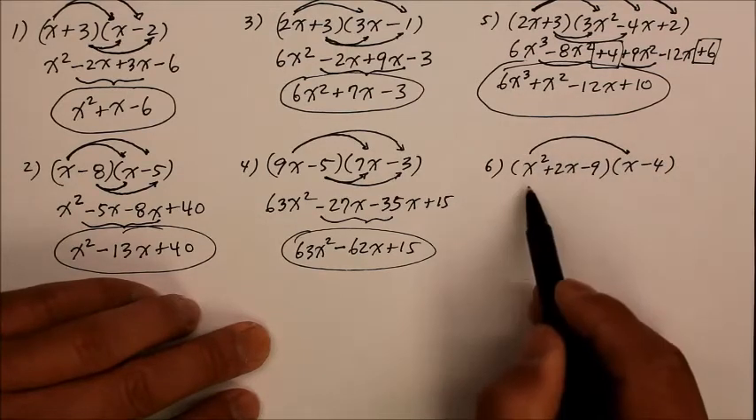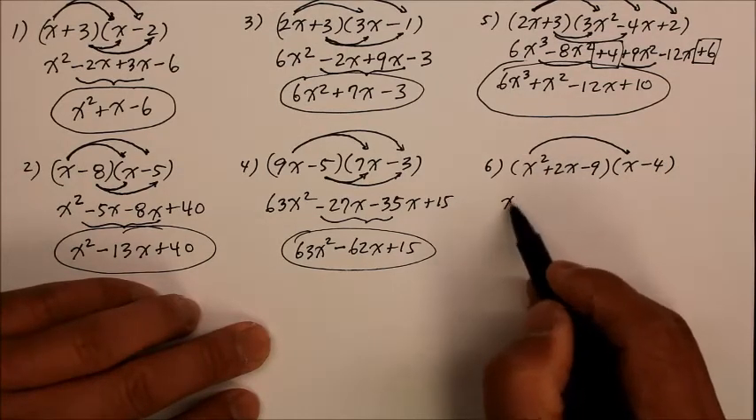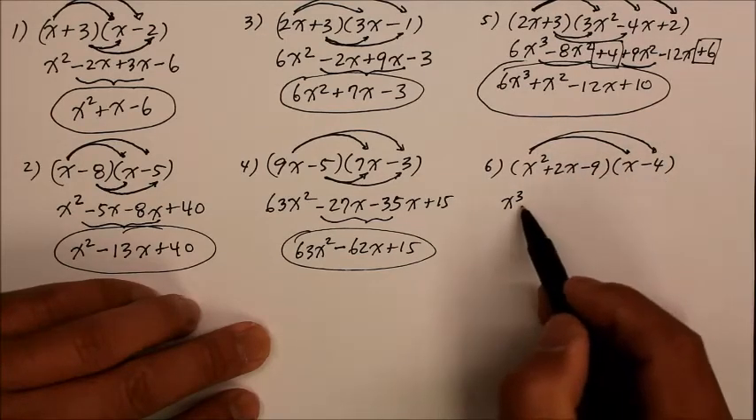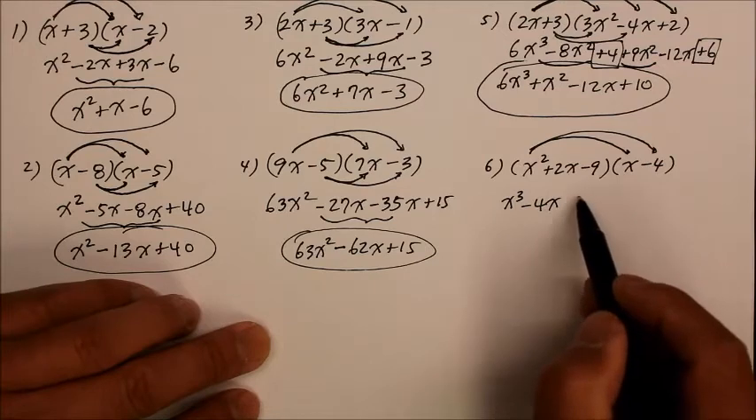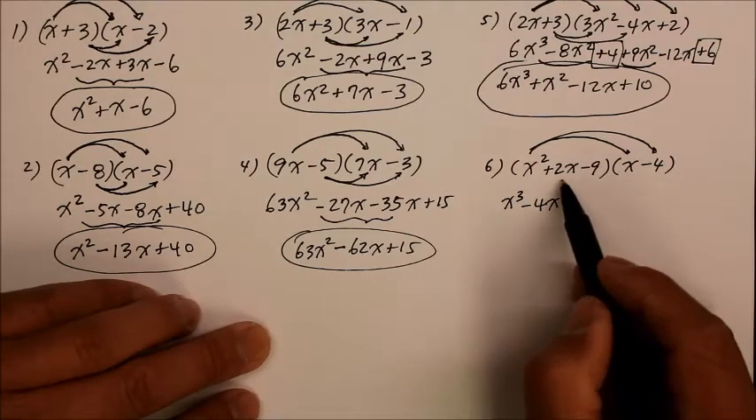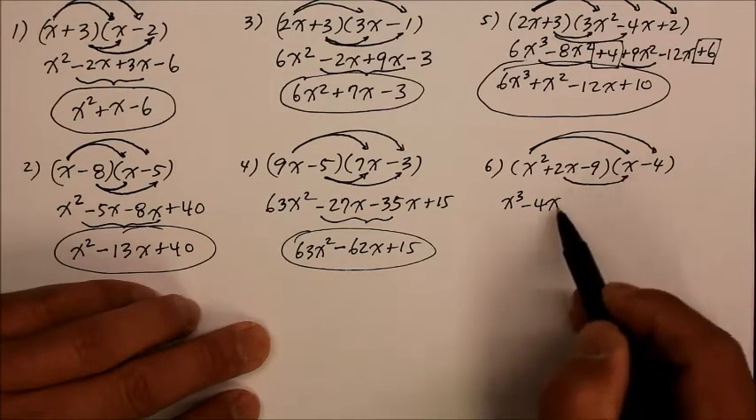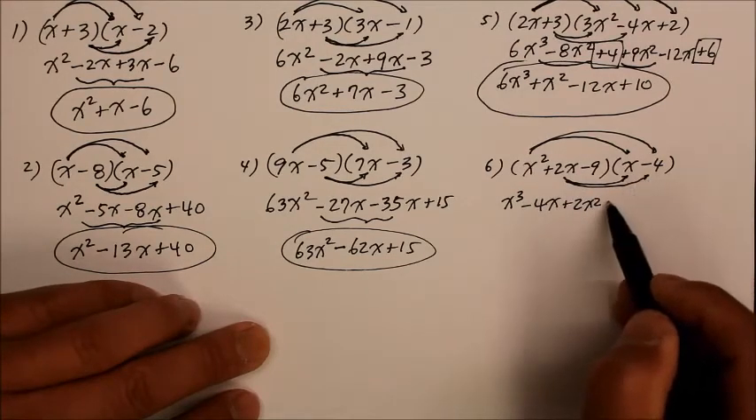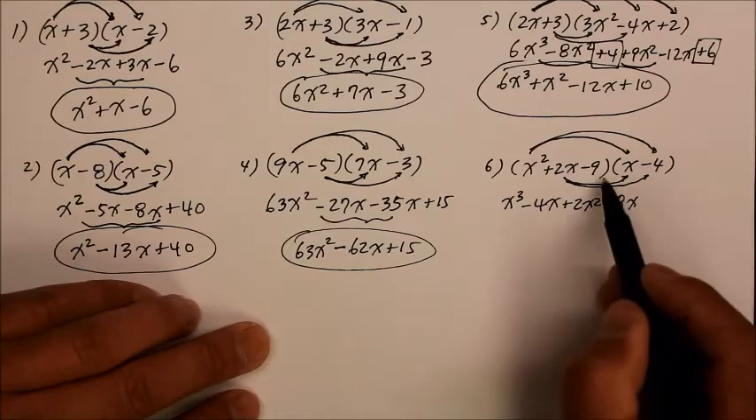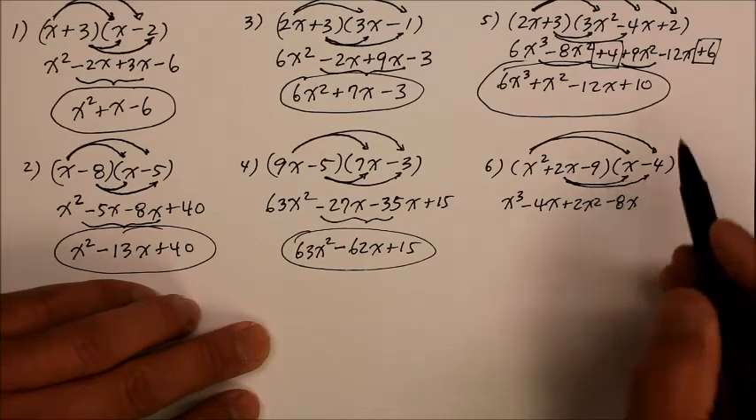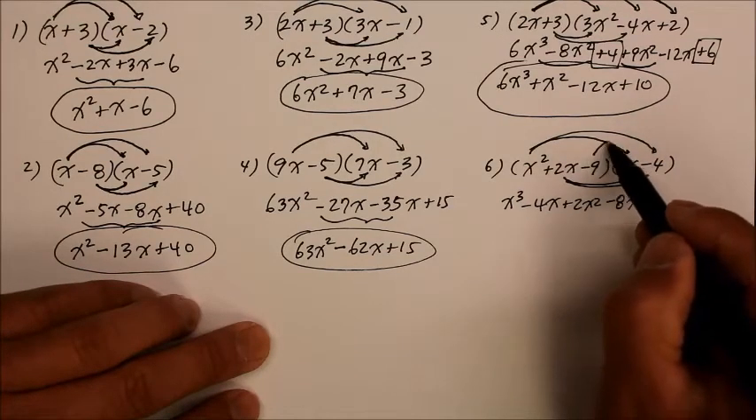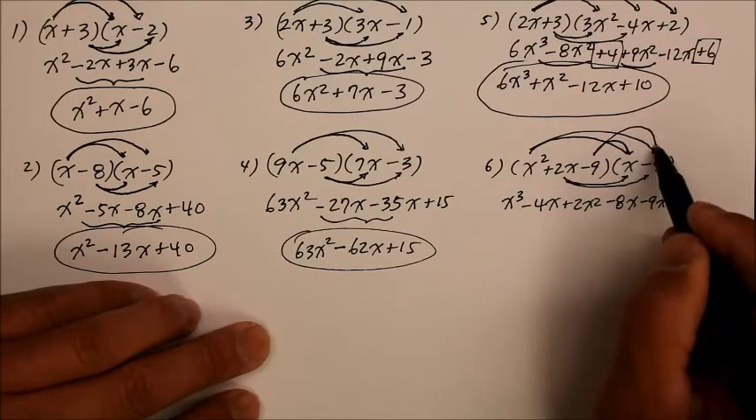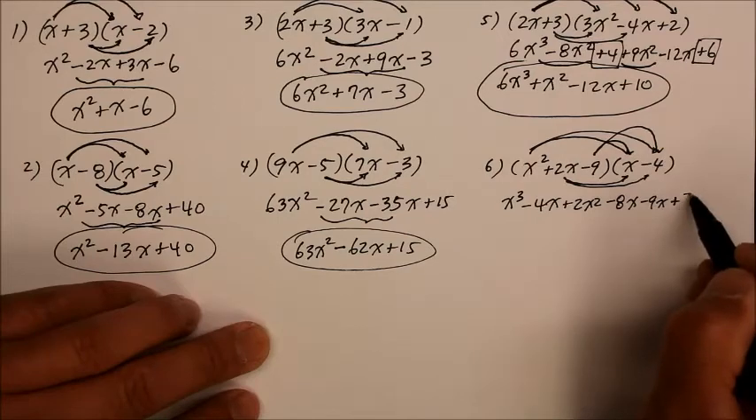My turn. X squared times x is x cubed. X squared times negative 4 is negative 4x squared. Oh, my shift is over already. My turn. So 2x times x is 2x squared. 2x times negative 4 is negative 8x. Oh, I'm up already? So it's negative 9's turn. So negative 9 times x is negative 9x. And negative 9 times another negative 4 becomes positive 36.